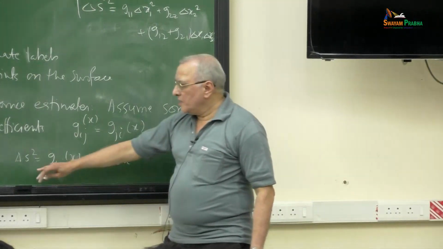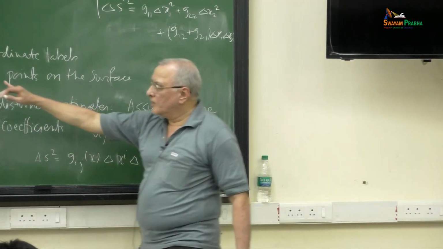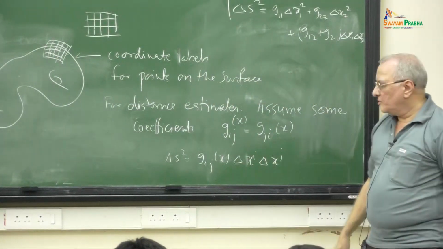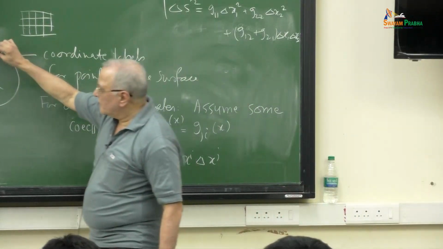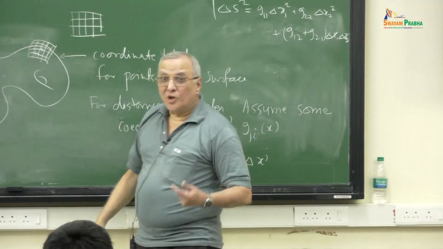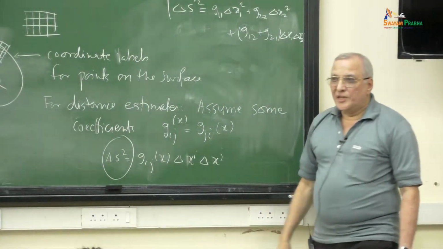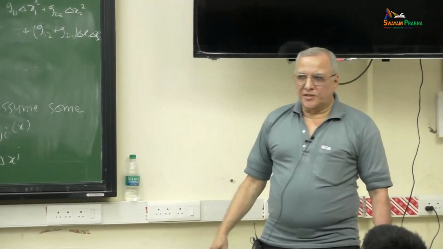So I was saying that whatever we assign, you may assign one set of labeling, otherwise some other set of labeling. I must change my g's appropriately so that the distance between two given points is always the same, which means this quantity remains the same, or I call it invariant under the change of coordinates.